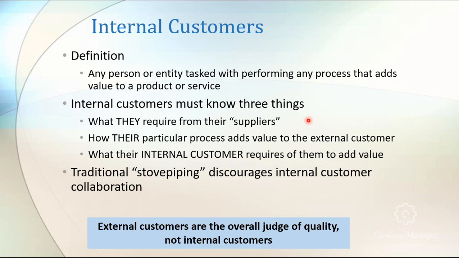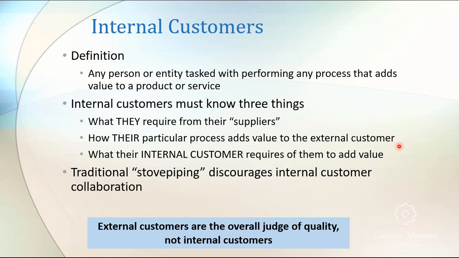So basically, every internal customer has a supplier, and then they have a customer. So they receive stuff from their supplier, and then they add value to it. Then it moves on to their customer. So they need to know how the particular process adds value to the external customer. So this is how we align everything in the value chain to the external customer.